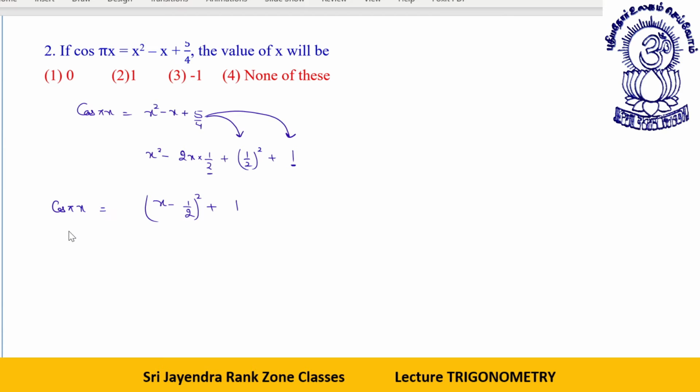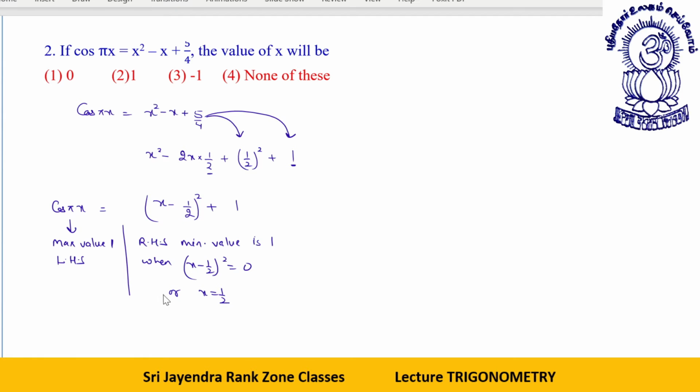Okay. See, the maximum value of this is 1, for LHS. For RHS, the minimum value is 1 when (x minus half) square is equal to 0, or I say x is equal to half.